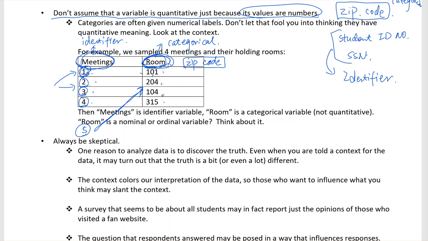Can these rooms be ordered? Is 204 better than 101? Is 315 better than 104? Of course not. They are just locations, right? They are at the same level of measurement. So it's just like zip codes, right? 45056 is not better than 45057, right? Okay. So it will be nominal, not ordinal.